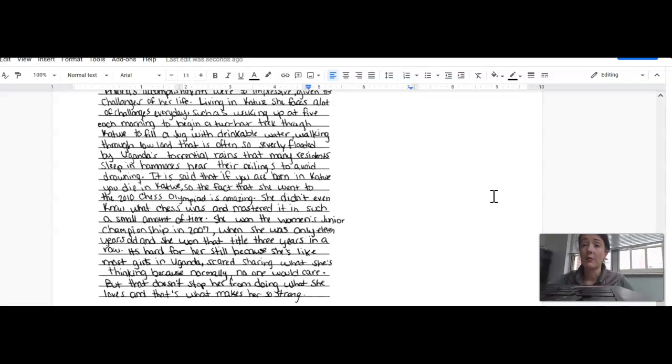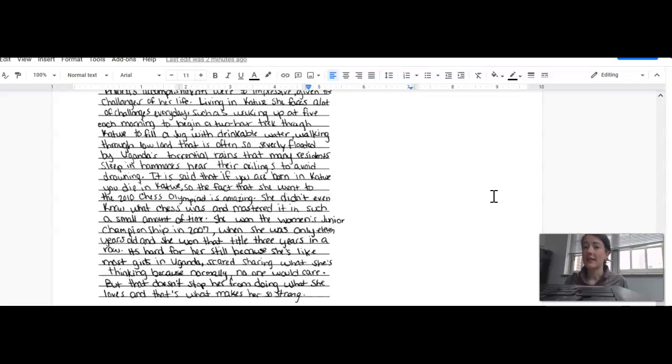So I'm thinking about this, and I'm seeing here that there is some analysis. For example, where this writer says, so the fact that she went to the 2010 Chess Olympiad is amazing. And also that last sentence, but that doesn't stop her from doing what she loves, and that's what makes her so strong. But both of those pieces of analysis are kind of general. They're very broad. They're not very specific. The fact that she went to the Chess Olympiad, that is amazing. Why is it amazing? Tell me a little bit more about that. Explain maybe what happened in the Chess Olympiad. The reader's left asking questions about why this is so important. Tell me a little bit more here.